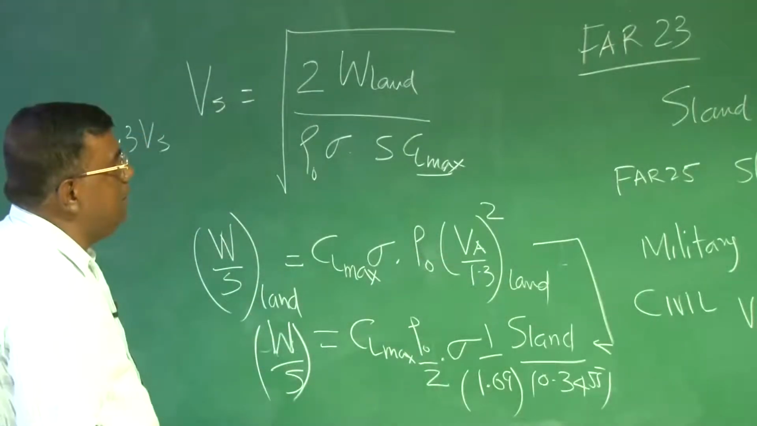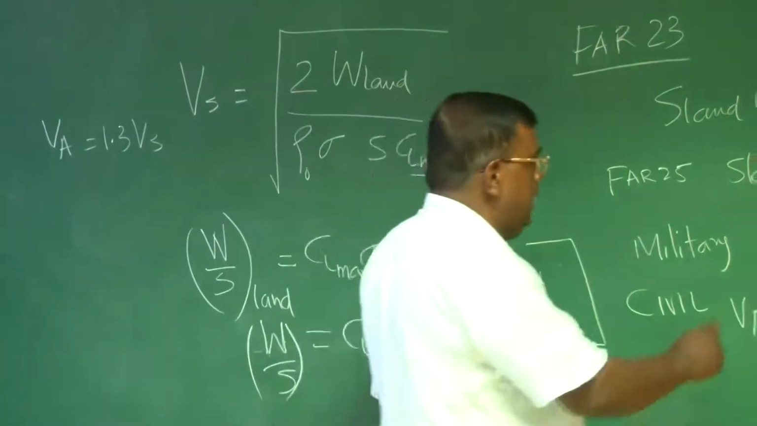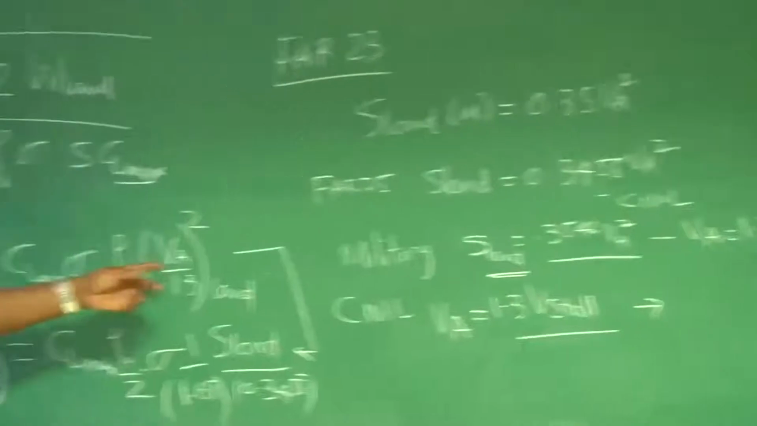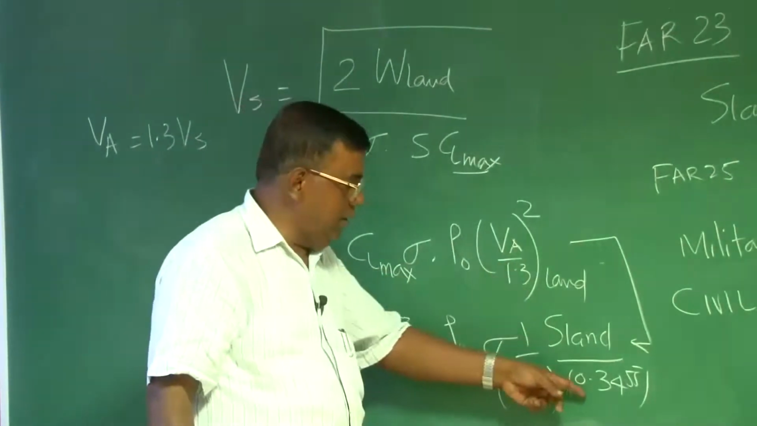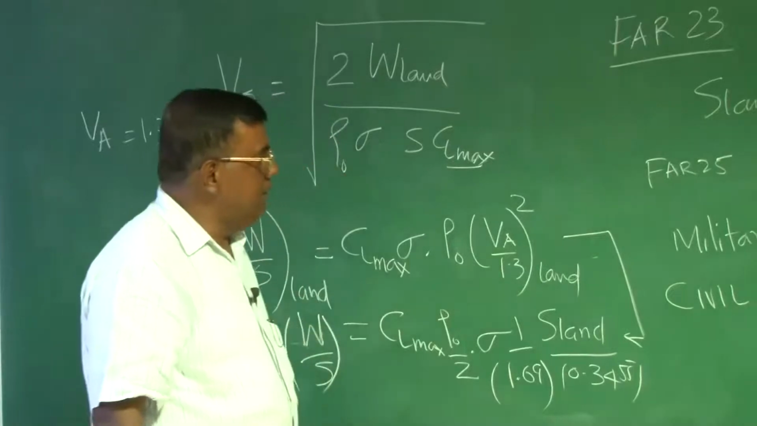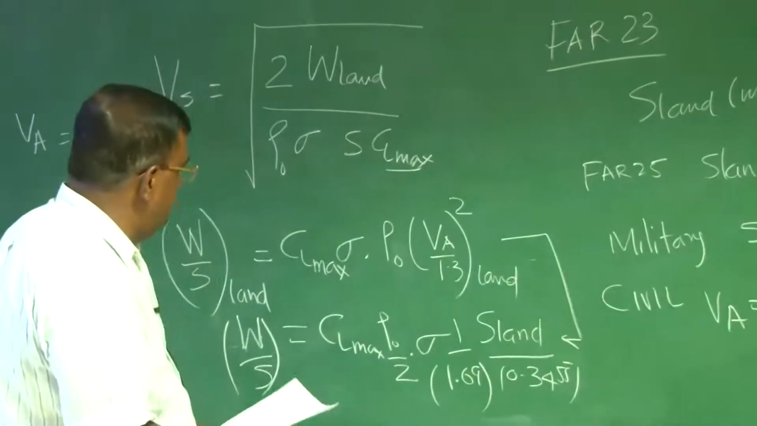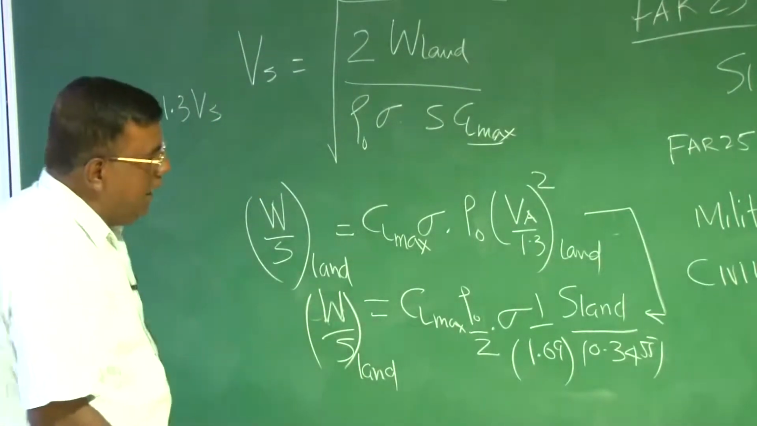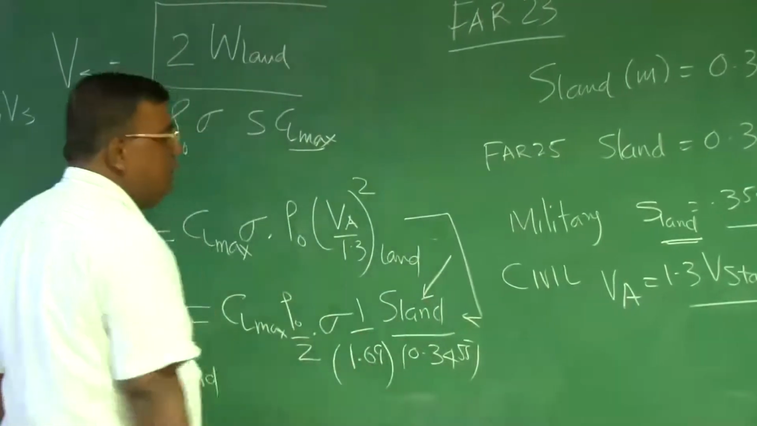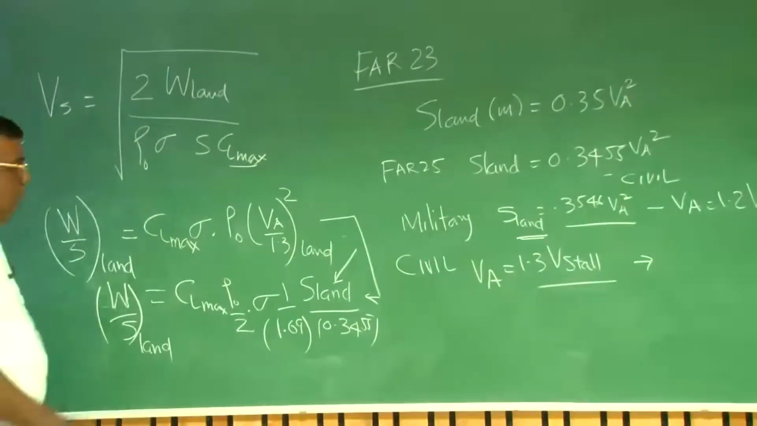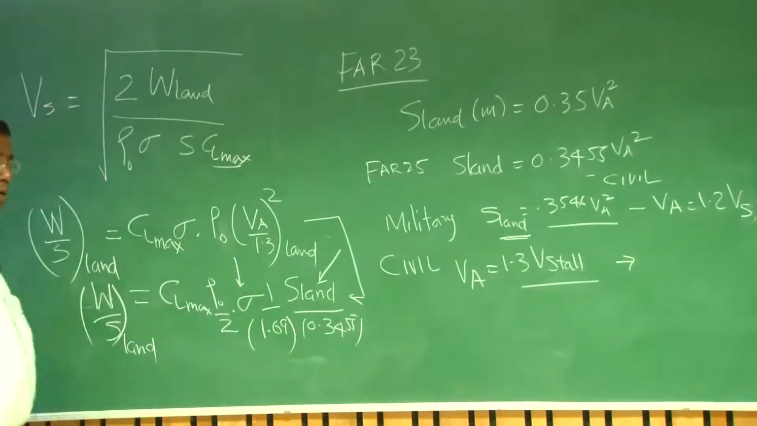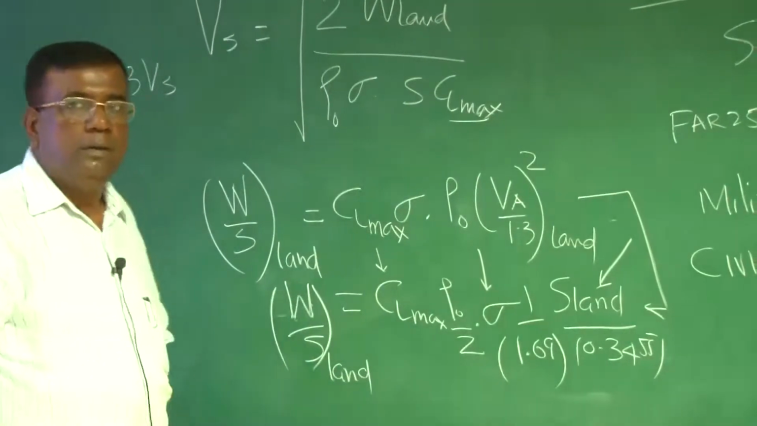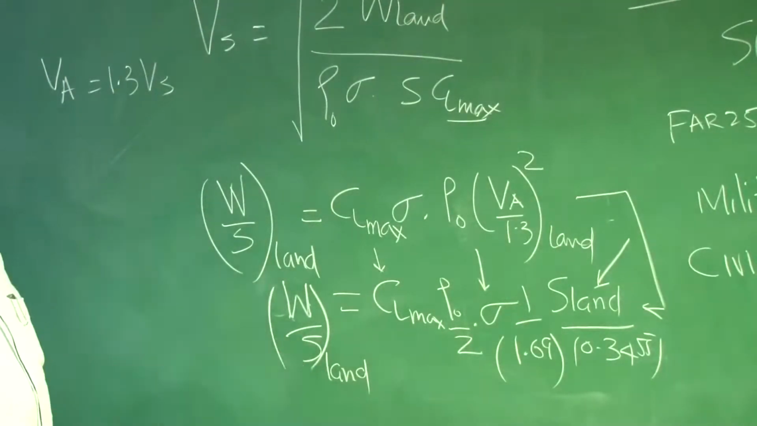If the VA by 1.3 is clear, and also we know that S land equals 0.3546 into VA square. So VA is S land by 0.3455. That is exactly what has been put here. So now life is simple. If I want W by S for landing, I need to know what is the landing distance I want. I need to know what is the sigma density ratio. I need to know what is CL max of the airplane I am designing. That's all. Okay? So this becomes very simple.